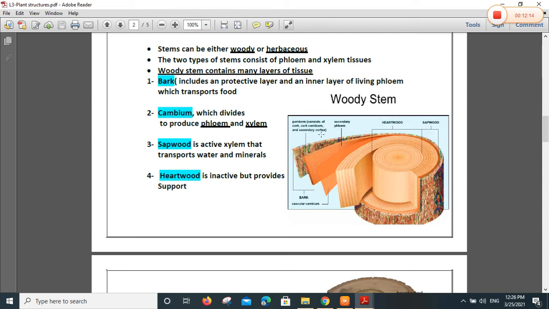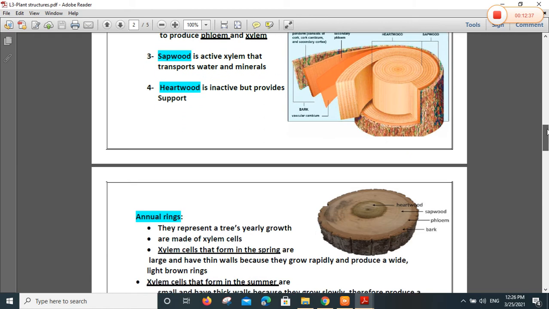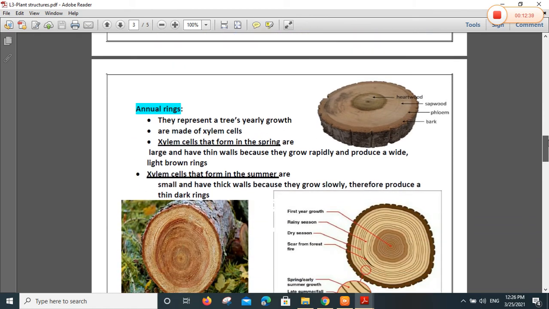The tissue, or protective layer, outside protects the sapwood and the heartwood. All together they make the woody stem: bark, cambium, sapwood, heartwood. Okay, move to the annual ring.